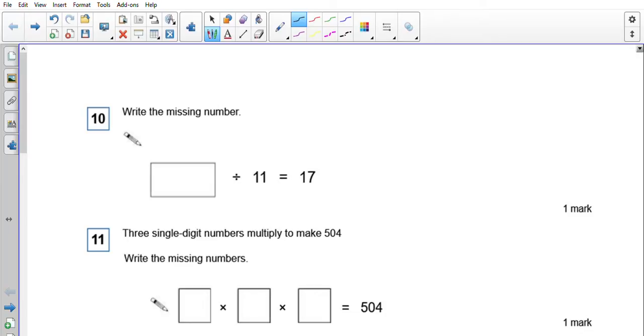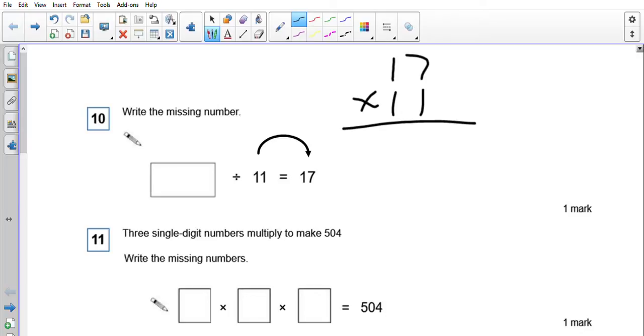Okay, our first question here is asking us to do something divided by 11 equals 17. In order to solve this, I'm going to have to do the inverse here. So I'm going to have to actually do 17 multiplied by 11. And I can use a quick formal method for that. I could of course do that mentally, which will probably be faster than doing it this way, which I'll show you in a sec.